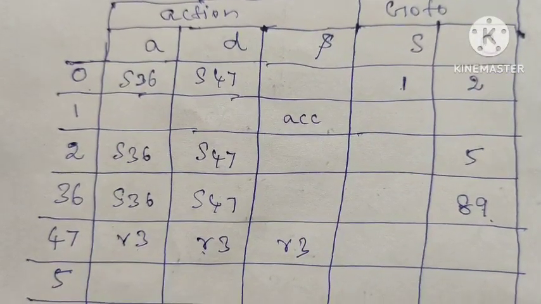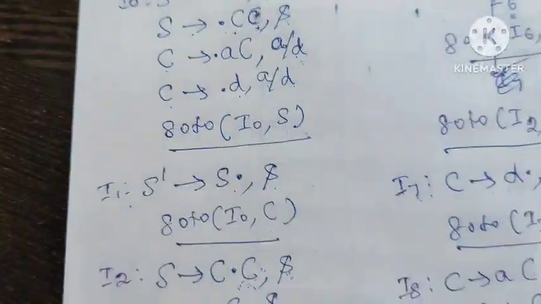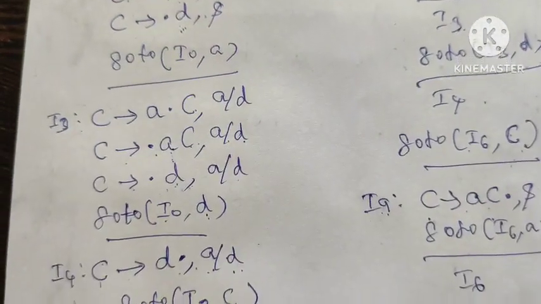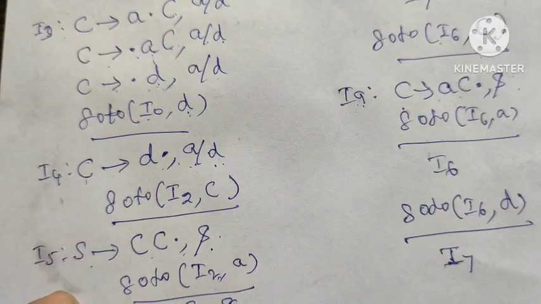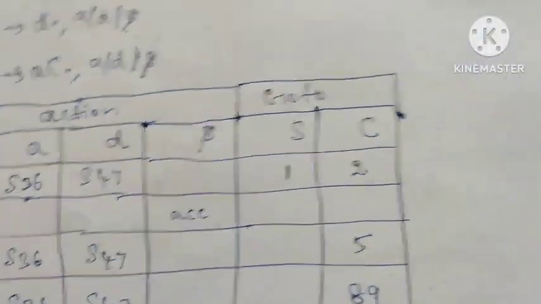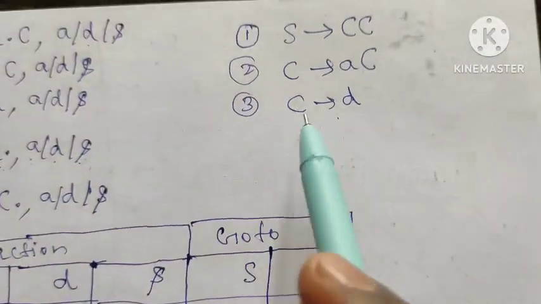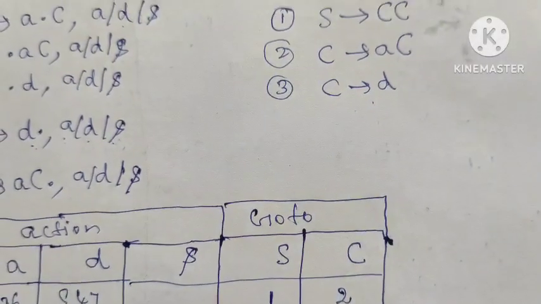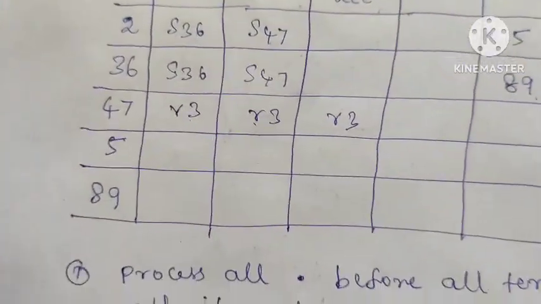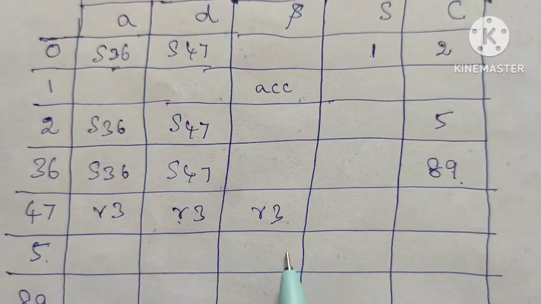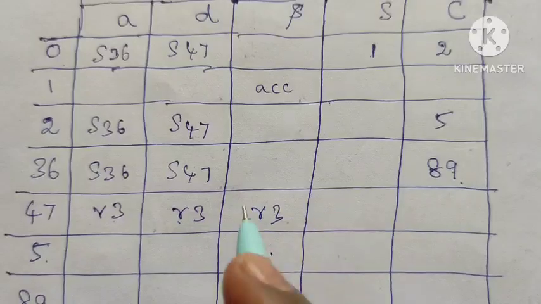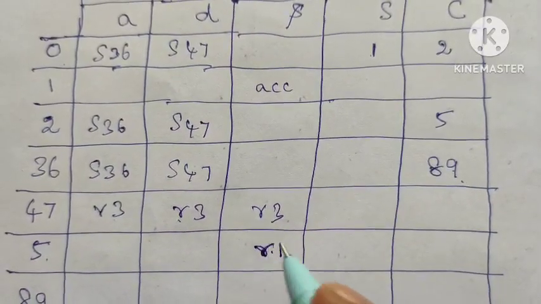Now we will go for item set 5. In item set 5, S tends to CC dot, that's a production, and the lookahead symbol is dollar. Now S tends to CC dot is actually production number 1, isn't it? So it happens in item set 5, where dollar is the lookahead symbol. So simply write it as R1. It's production number 1, so write it as R1.